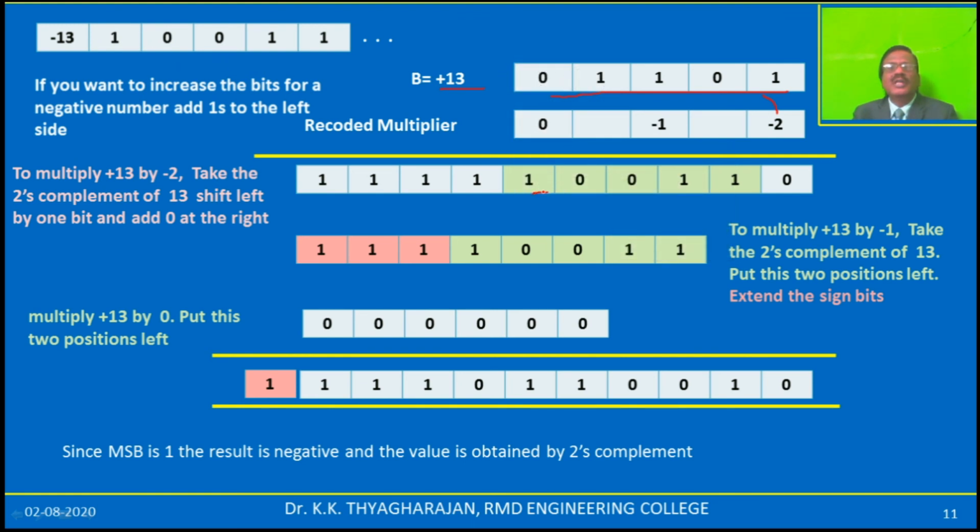So you put that minus 13 here, but it is equal to multiplying by minus 1. But to multiply by minus 2, you just shift left by 1 bit. So minus 1 into 2 means minus 2. So when you are shifting left, you will get 0 in the right side. So this is equal to multiplying by minus 2.